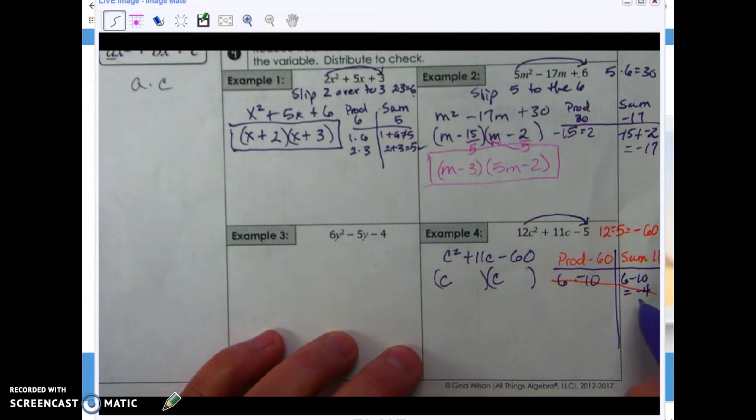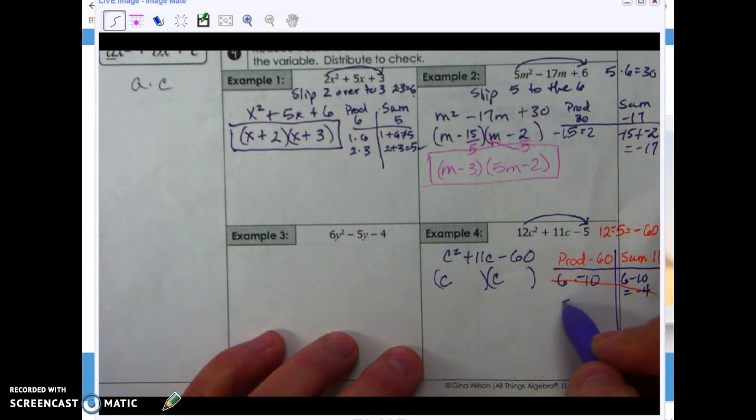Now when I do that, that was a negative 10 and a positive 6. What if I switched it? What if this was negative 6 plus 10? That would give me positive 4. Still not the number I'm looking for. So now I've got to try another one.